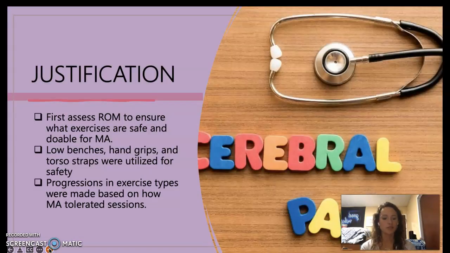Just a reminder of the justifications we talked about through the entire presentation: how I would first assess range of motion to ensure what exercises are safe and attainable for MA, as well as providing things like low benches, hand grips, and torso straps to ensure that he is safe. And just to continue to progress exercise types based on how MA tolerated it, because CP is heterogeneous and it is something that we have to be mindful of when programming for our individual.